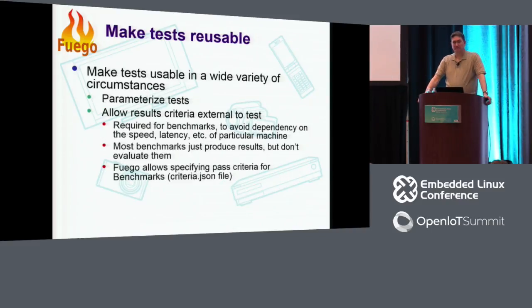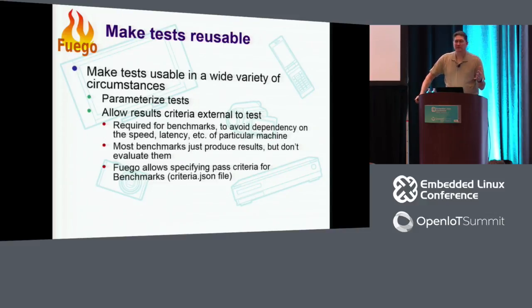So in terms of making tests reusable, you want to make tests so they can be used on lots of different things. The secret here is to parameterize your test, what I just was talking about, and also to allow for external results criteria. And what does that mean?